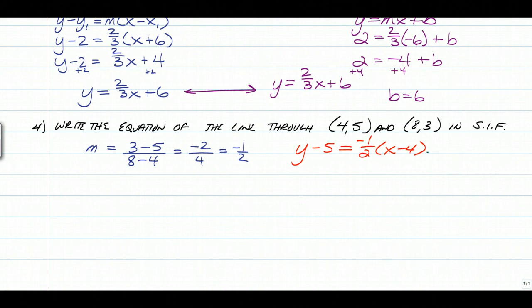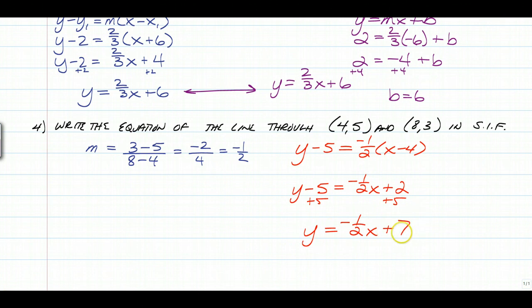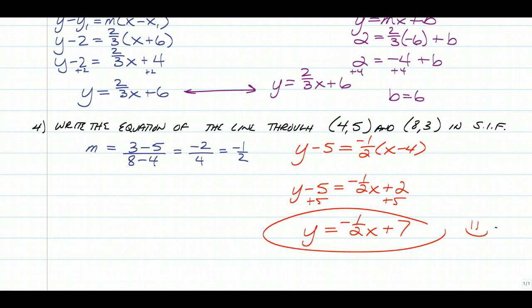And from here, you just have to distribute the negative 1/2. So y minus 5 is equal to a negative 1/2 x. Negative 4 times a negative 1/2 is a positive 2. Add 5 to both sides. Y is equal to a negative 1/2 x plus 7. And if you got that, you are good to go. So that is a lesson on writing equations of lines in both point slope form and slope intercept form.